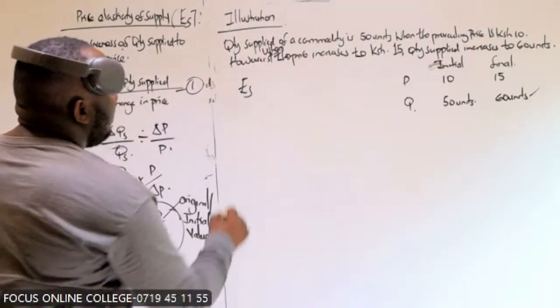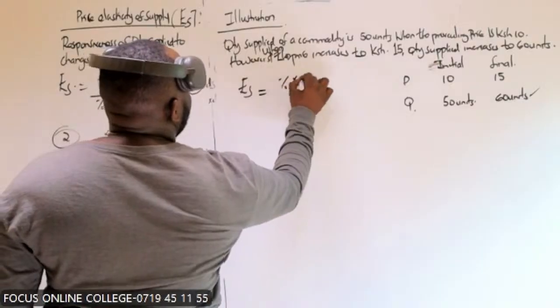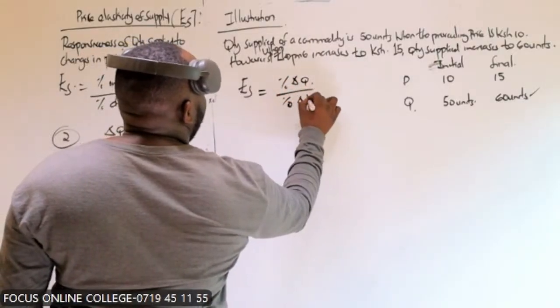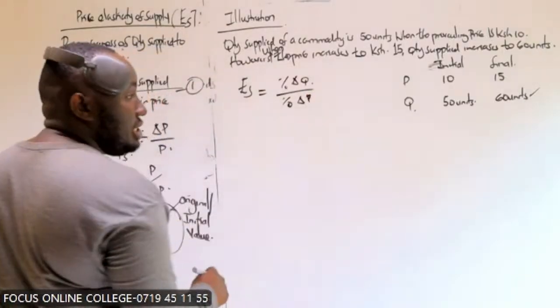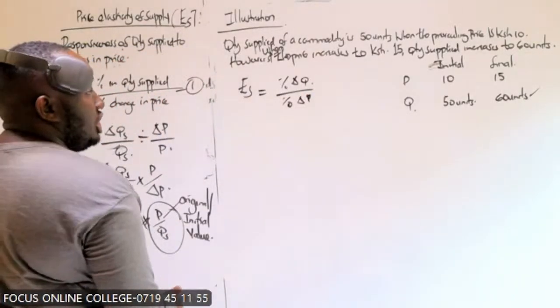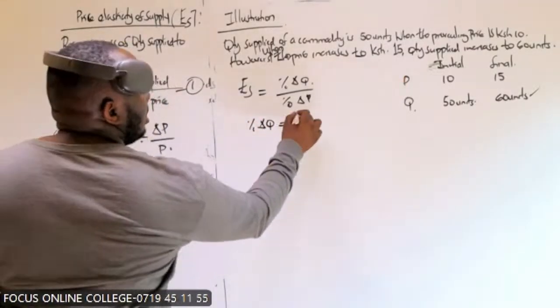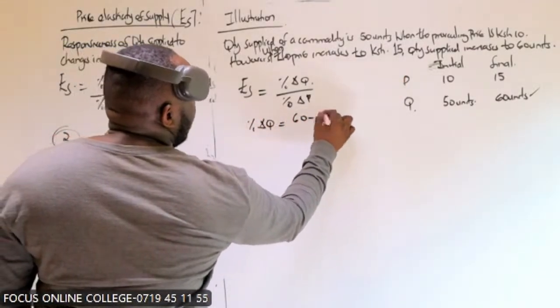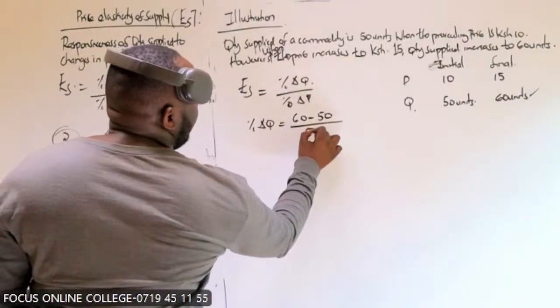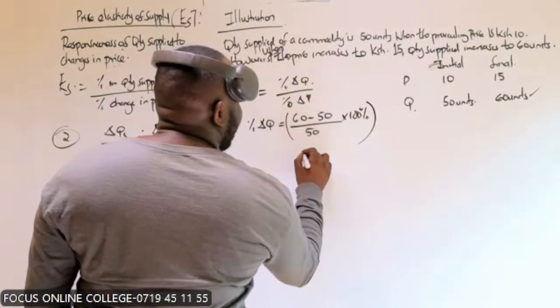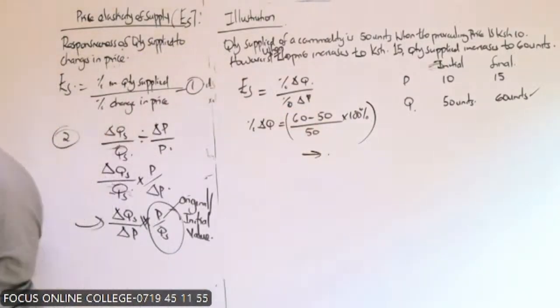For the first formula, I understand it as percentage change in quantity over percentage change in price. So how do we get percentage change in quantity? I will have the final quantity, which is 60, minus 50, over the initial, which is 50, times 100%. What do we have for that?